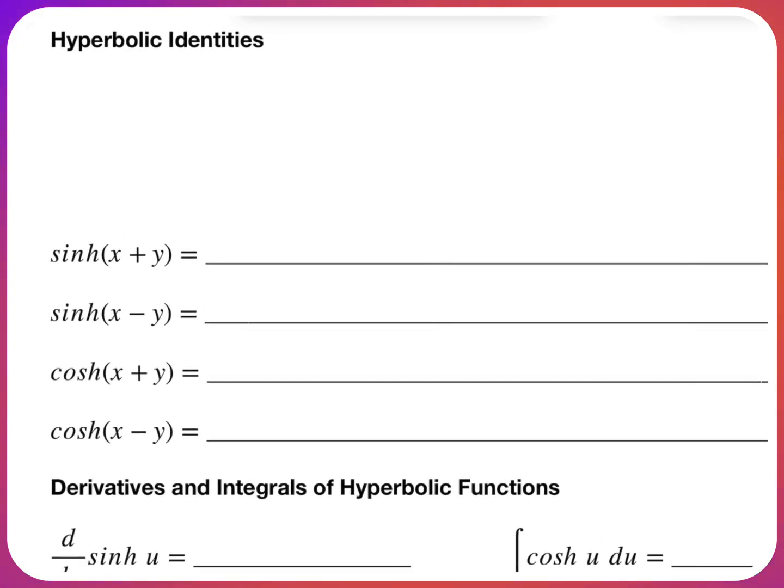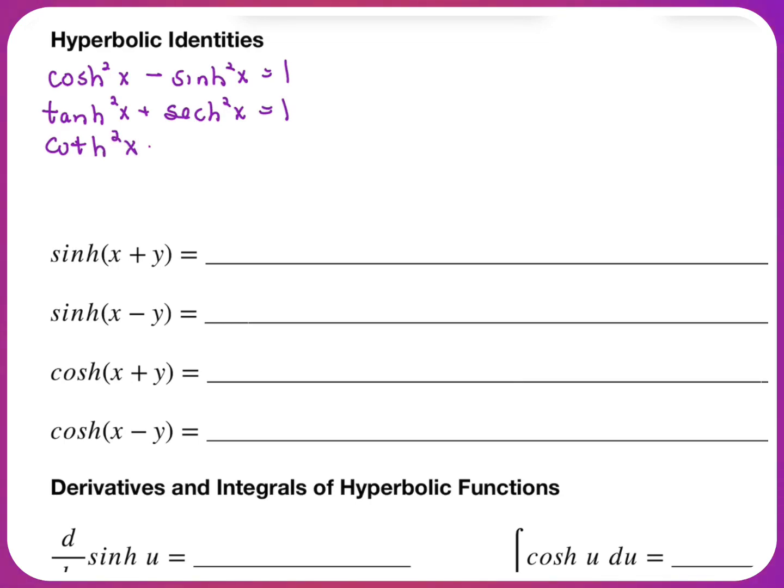Now we also need to do some operations with hyperbolic functions, so we need to look at some identities. If we're thinking about the Pythagorean identities we learned in trig class, we have some that are kind of similar in the hyperbolic realm. So the hyperbolic cosine squared minus hyperbolic sine squared equals 1. The hyperbolic tangent squared plus the hyperbolic secant squared is equal to 1. And then the hyperbolic cotangent squared minus the hyperbolic cosecant squared is equal to 1. Those are kind of like our Pythagorean identities equivalent for the hyperbolic functions.